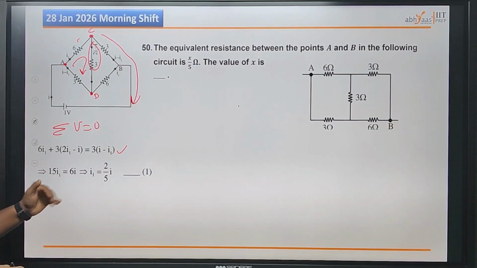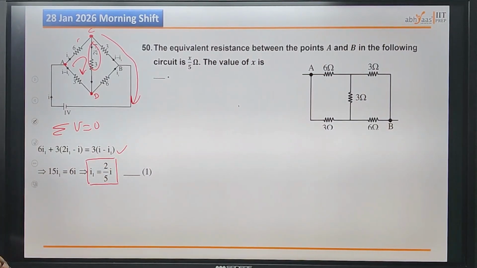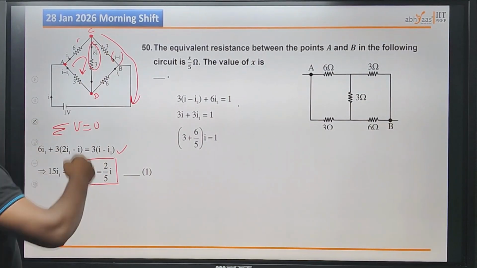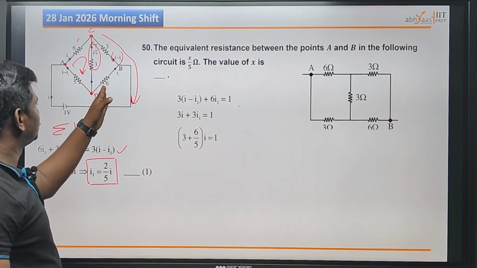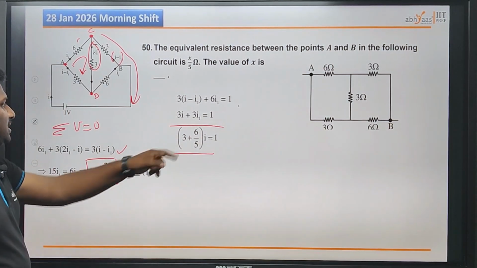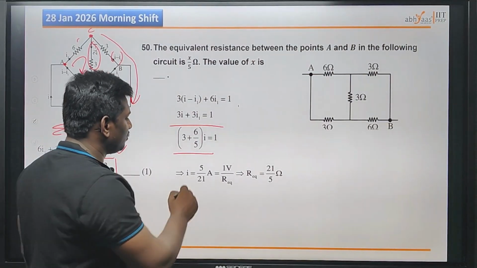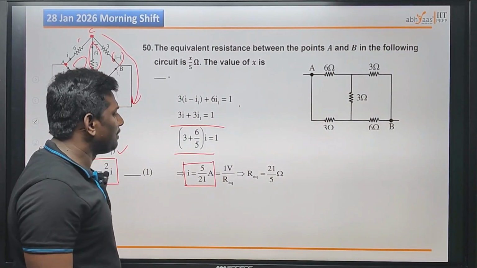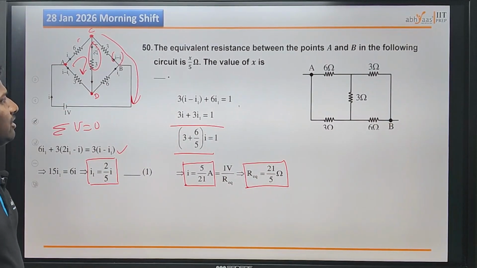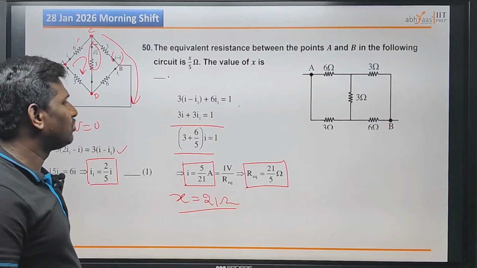So from this one you can find I1 equal to 2 by 5 I. For this loop, 3 into I minus I1 plus 6 into I1, that equal to 1. So from this one you will get 3 plus 6 by 5 I equal to 1. If you solve this one, you will get I equal to 5 by 21 amperes. If you find R, you will get 21 by 5. So what is the value of X? X can be written as 21 ohm. X value is 21 ohm.